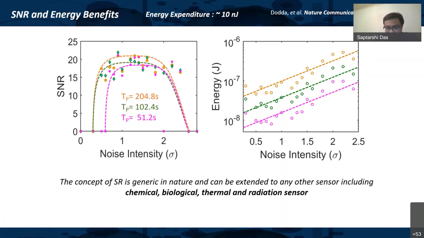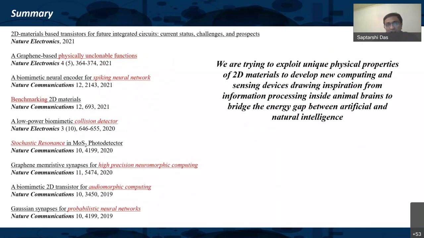The idea of SR can be extended to other types of sensors beyond photodetection, to chemical, biological, thermal, as well as radiation. And that kind of brings me to the summary of my talk. I think we have multiple different papers. I couldn't go into all of them, but the overall philosophy of our research group is that we are trying to exploit unique physical properties of 2D materials to develop new computing and sensing devices, drawing inspiration from the information processing inside animal brains to bridge the energy gap between the artificial and natural intelligence.